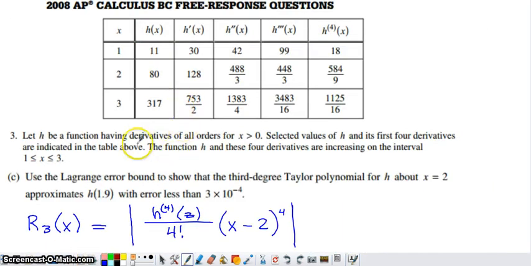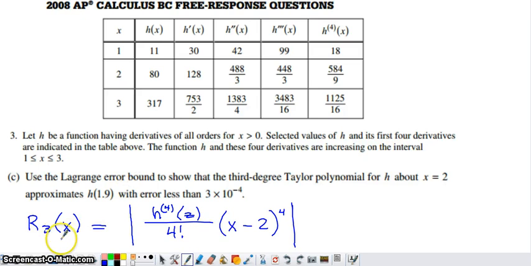Last piece of this is the trickiest piece. They want us to use the Lagrange error bound to show that our third degree Taylor polynomial for h at 2 approximates h of 1.9 with an error less than 3 times 10 to the negative 4th. So this is our estimate from part B. We want to prove that our estimate is going to be within this amount by utilizing a Lagrange error bound.